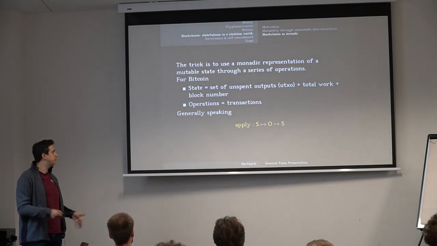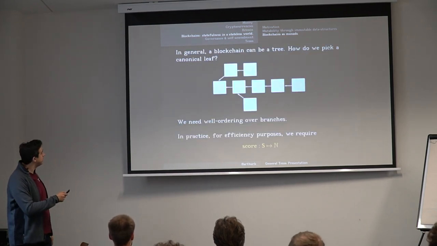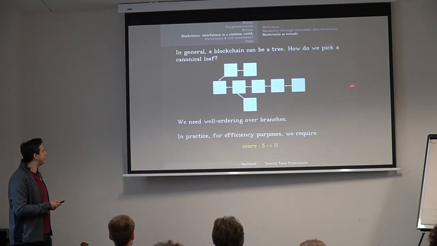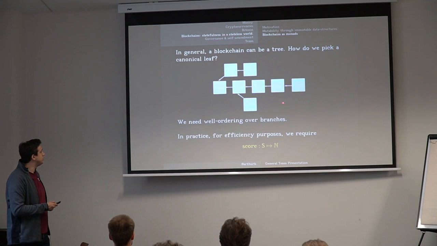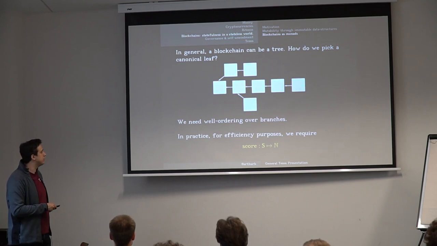And we're just going to put all these operations into blocks in our linked list. Sounds great. And like I said, in general, it can be a tree. So how do you pick a canonical leaf? What you need is a well ordering over the branches. We ask for something a little stronger than that because it's easier to work with.